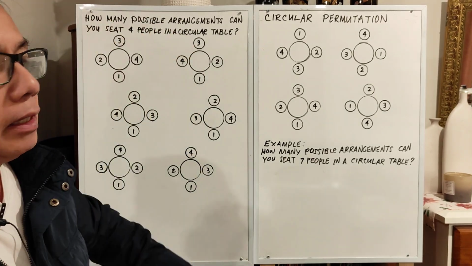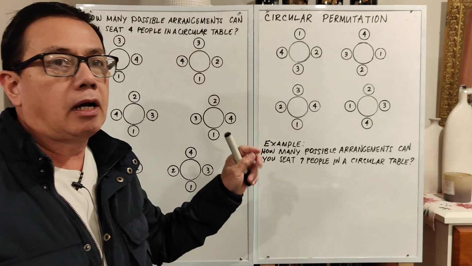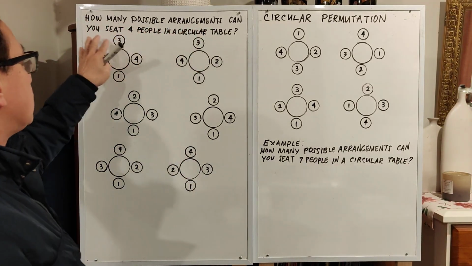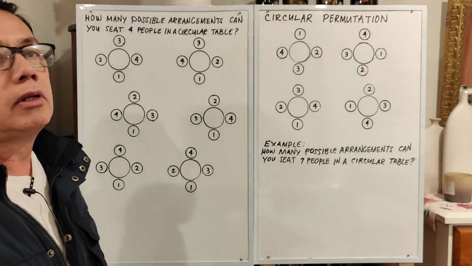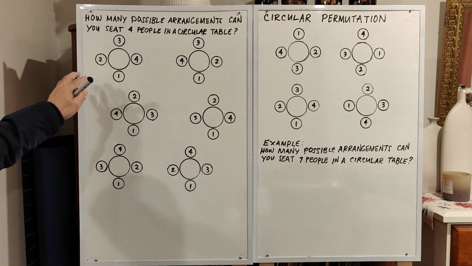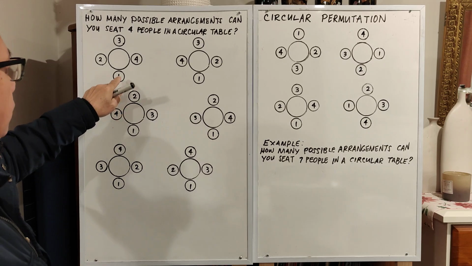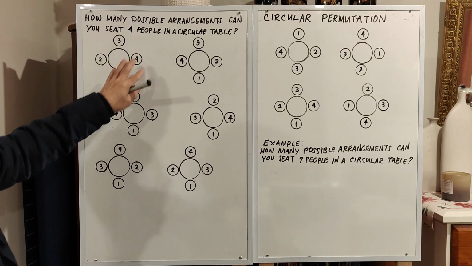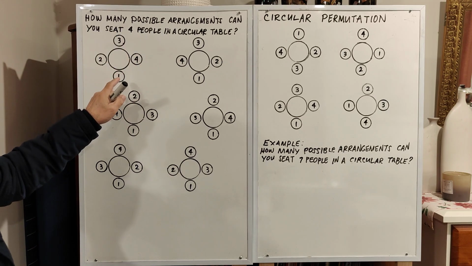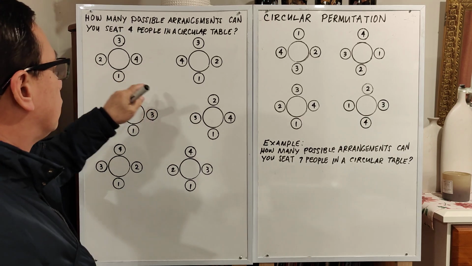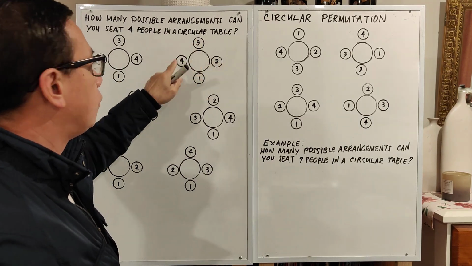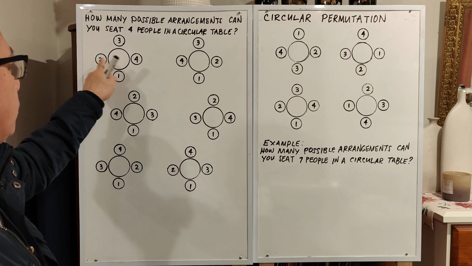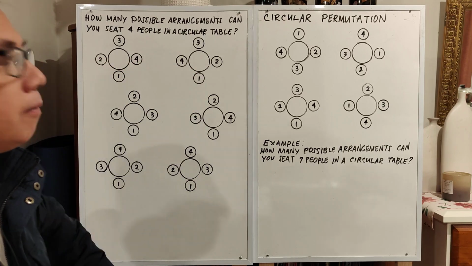Let's take an example and compute manually how many possible arrangements there are. How many possible arrangements can you seat 4 people in a circular table? So for example, this is U. So the first arrangement will be 1, 2, 3, 4. So that will be one arrangement. Let's now try counterclockwise. So this becomes 1, 2, 3, 4. So this is counterclockwise. This is another arrangement. Or in short, we swap these 2 around.